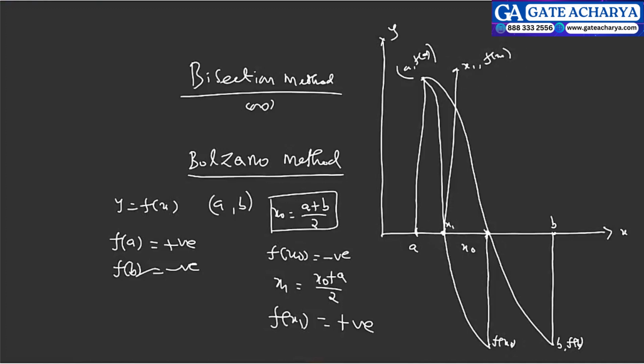Which one is nearest negative? A is positive, x1 is positive, and the nearest negative is x0. Therefore, our interval is x1 to x0, and the root lies between x1 and x0. Definitely the curve crosses the axis between x1 and x0, so we note that point as x2. Therefore, x2 is equal to x0 plus x1 divided by 2, and so on. That is the process.